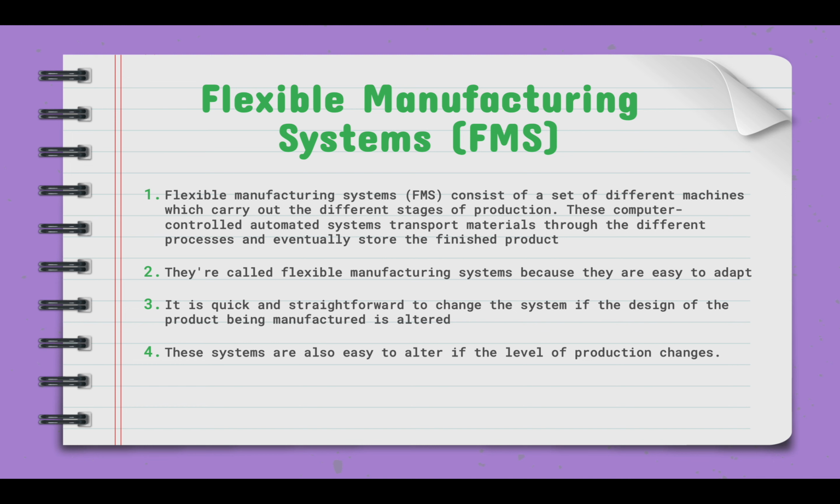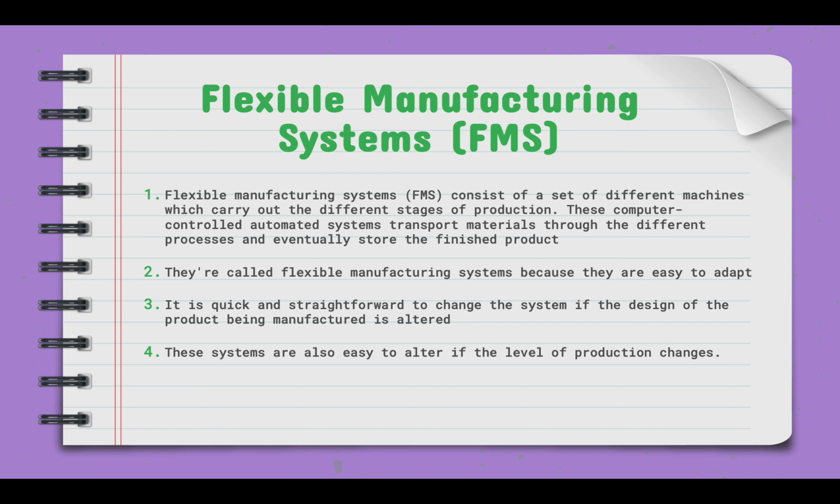Let's talk a little bit now about flexible manufacturing systems, or FMS. Flexible manufacturing systems consist of a set of different machines which carry out the different stages of production. These computer-controlled automated systems transport materials through the different processes and eventually store the finished product. They're called flexible because they're easy to adapt, and it is fairly quick and straightforward to change the system if the design of the product being manufactured is altered.